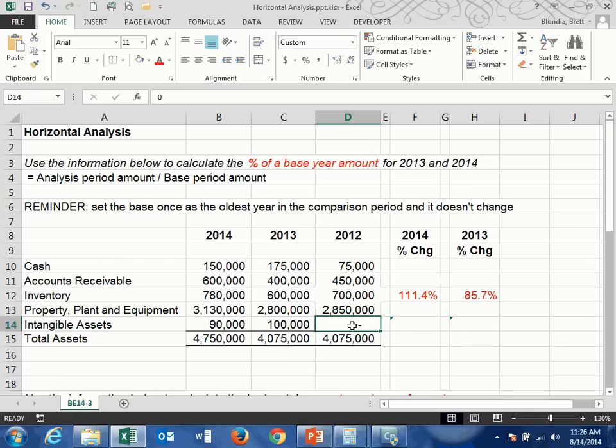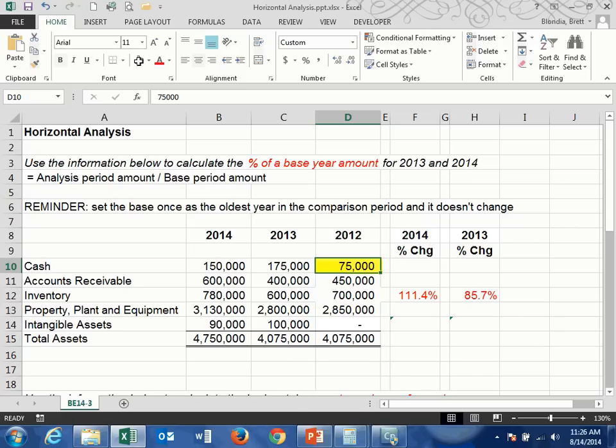If we look at our property, or sorry, let's take a look at our cash. Again, we want to do our cash analysis for 2013 and 2014. Okay. First step is always to set my base, which is that oldest period. Okay. So we're expressing 2013 and 2014 as a percentage of the base year amount, which is 2012.